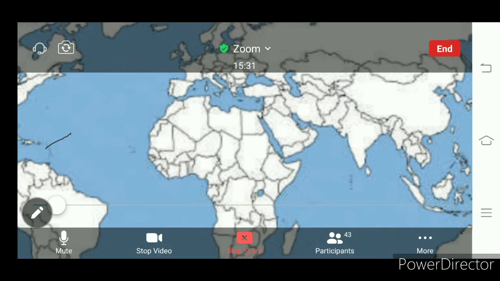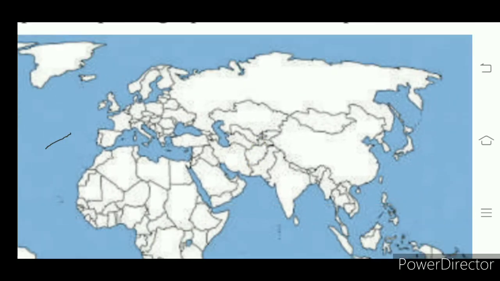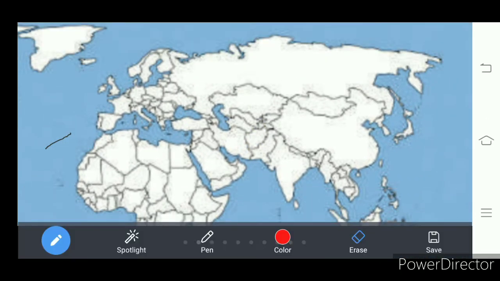Let me show you here the Asian continent. Dear students, what do you see here? India, right? You can find out the shape and the boundary of India.